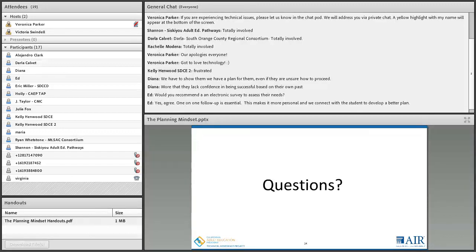So I think, or even a plan, just a conversation with someone. Ed did mention he agrees: one-on-one follow-up is essential. This makes it more personal, and we can connect with a student to develop a better plan. Going a little deeper than just a survey, I think, is a really good strategy.